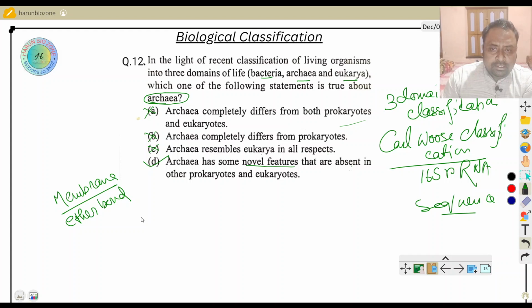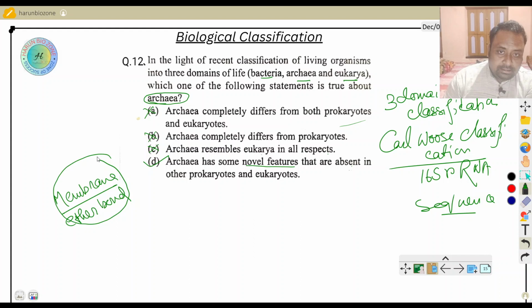Ester bond. And this is different from all other organisms. It is a special character of archaea that makes them more stable in harsh conditions like high temperature and high acidity. And eukaryote-like characters: it has histone protein.